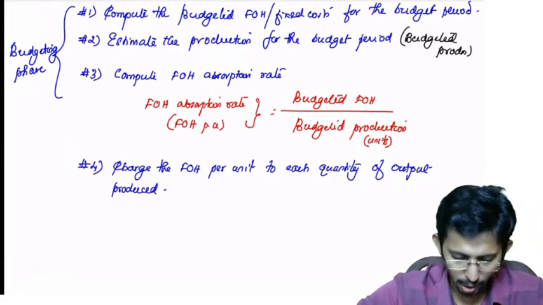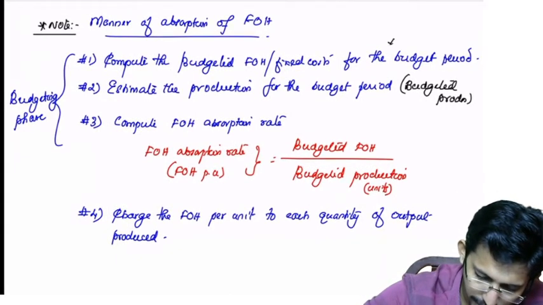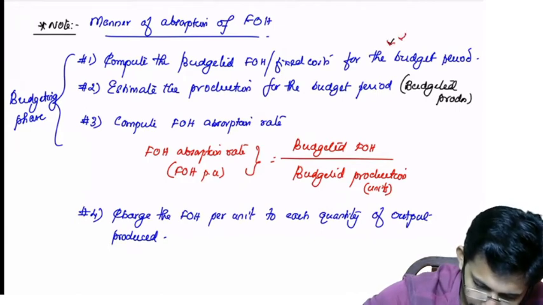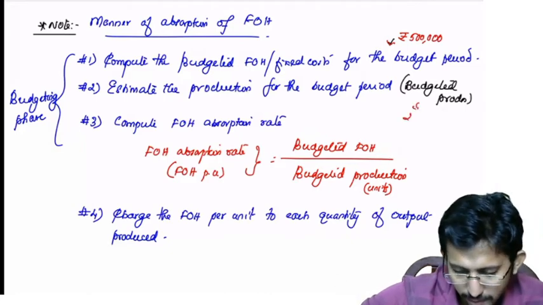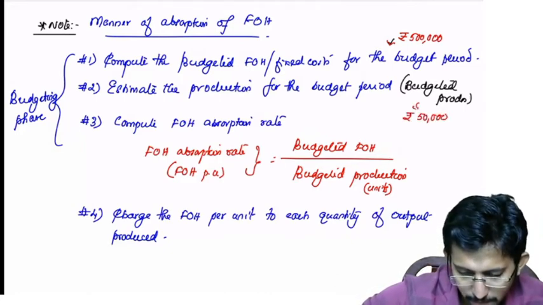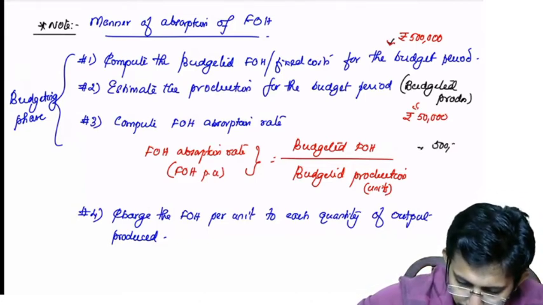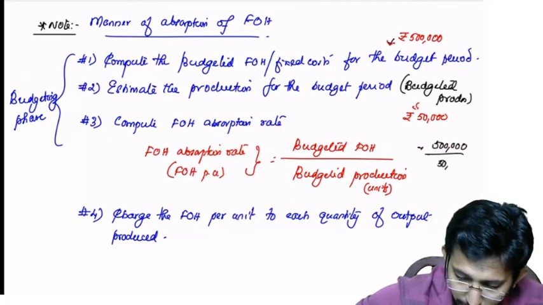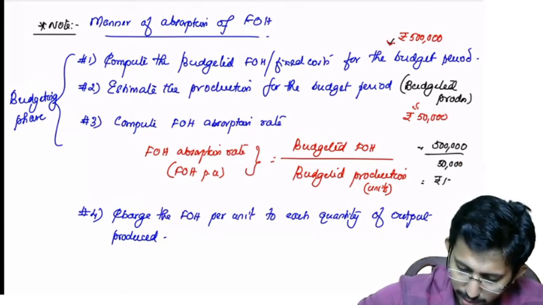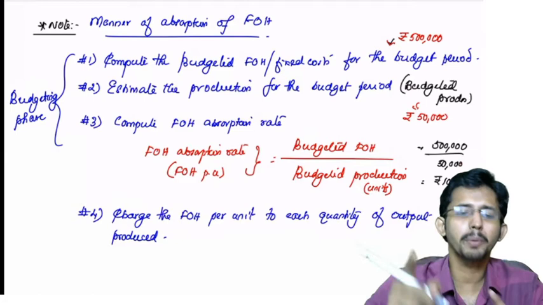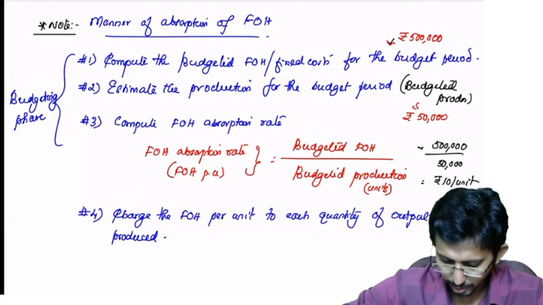Suppose the budgeted fixed overhead for a budget period is, let us take it to be, rupees 5 lakh, and the budgeted production is, let us say, 50,000. So budgeted FOH is 5 lakh and budgeted production is 50,000. So what would be FOH per unit? Rupees 10 per unit. Am I right? For each unit produced, 10 rupees will be charged. Now charge the FOH per unit to each quantity of the output produced.